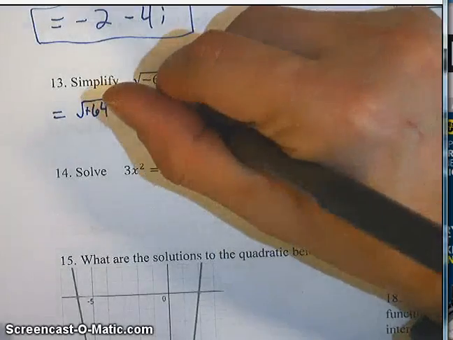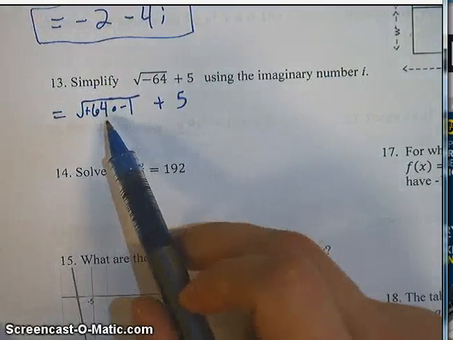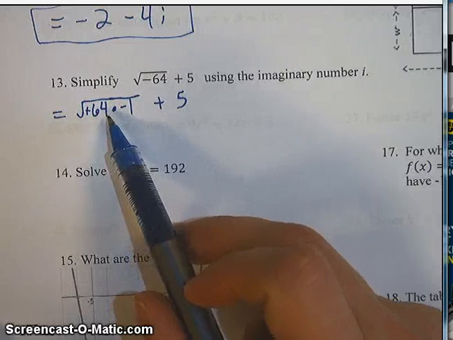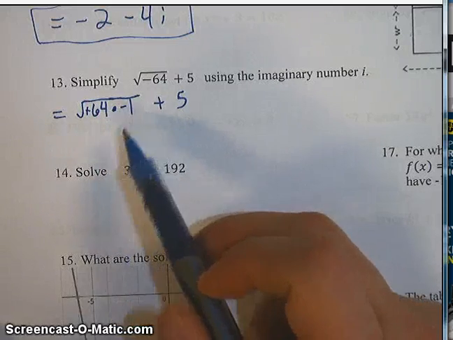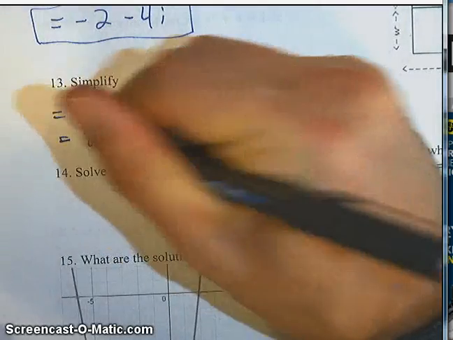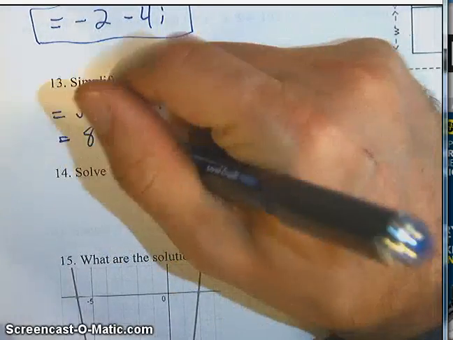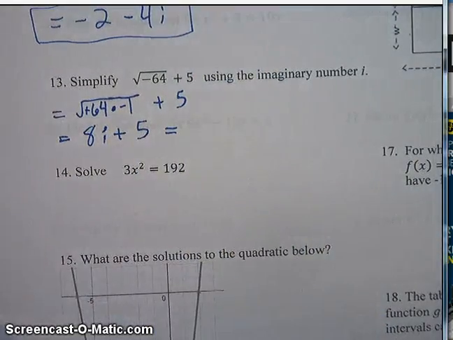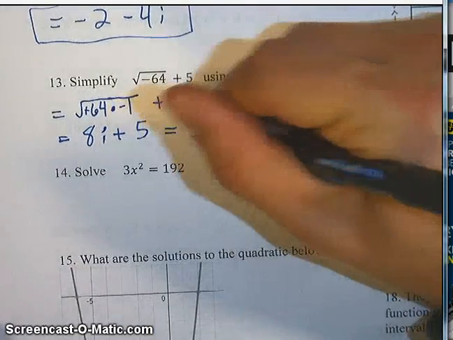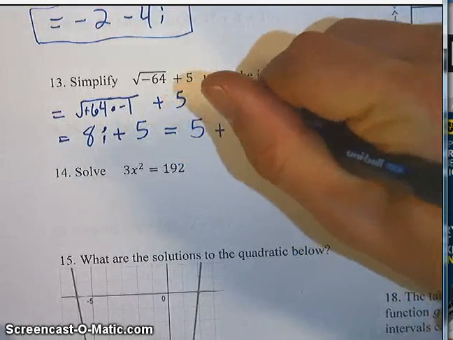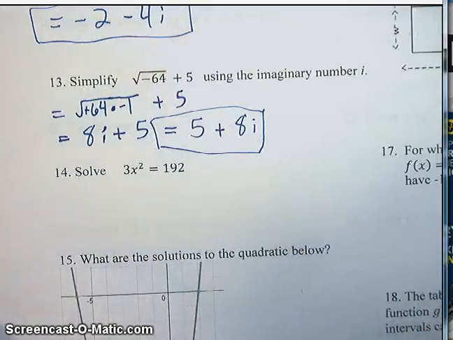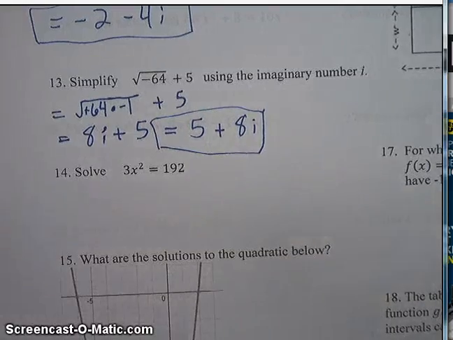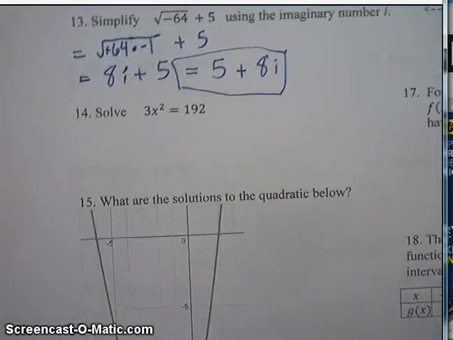We still got that plus 5 out there. Well, the square root of 64 is just 8, and the square root of -1 is i, so I can change this to 8i plus 5. Now, usually in math, it's good etiquette to write the real number first, so I'm going to change that to 5 plus 8i. That's just good etiquette. You write the real number first, then the imaginary number second.